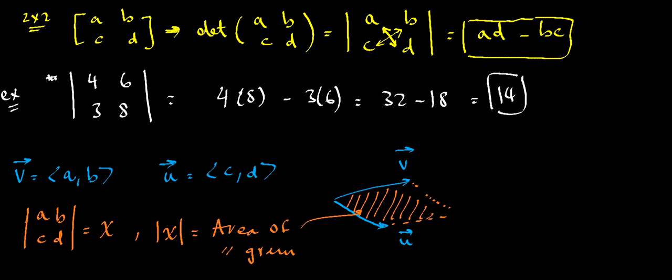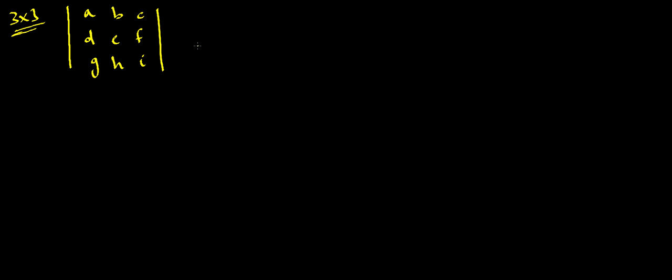Okay. Alright. Now, 3 by 3 matrices. Let's say I want to compute the determinant of this matrix, A, B, C, D, E, F, G, H, I. Now for 3 by 3 matrices or even larger matrices, you need to know the sign of the entries. It starts with positive, negative, and you keep on going. Positive, negative, and you keep on going. So this is negative, this is positive, and so on.